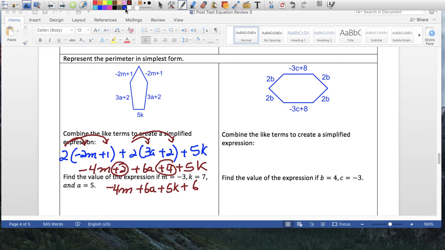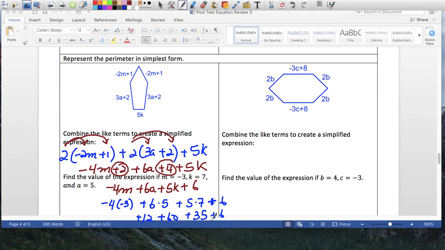The next thing we're going to do is replace. So I can replace whatever values the letters have. So m is negative 3, k is 7, and a equals 5. So negative 4 times m, which is negative 3, plus 6 times a, which is 6 times 5, plus 5 times k, and k is 7, plus 6. So I replaced all my variables with values. Negative 4 times negative 3 is negative 12. 6 times 5 is 30. I'm sorry, not negative 12, plus 12. And then 5 times 7 is 35. And then plus 6.